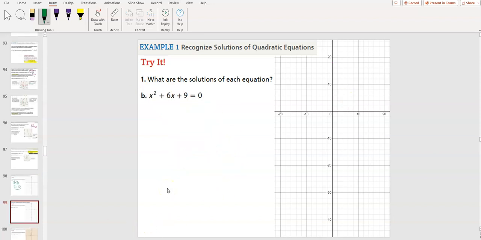So you're going to go ahead and try this. Try it right here. I want you to go ahead and solve. Because there's a b here, you're going to need to do it by graphing, find the vertex, and then plot 5 points on the side until you can find where it crosses the x-axis.